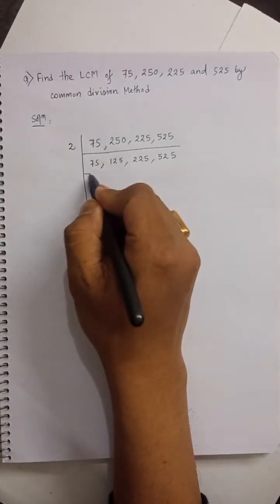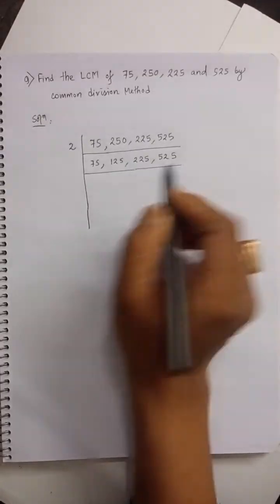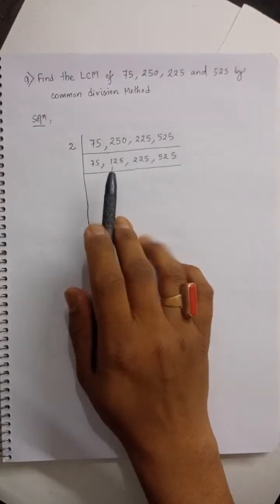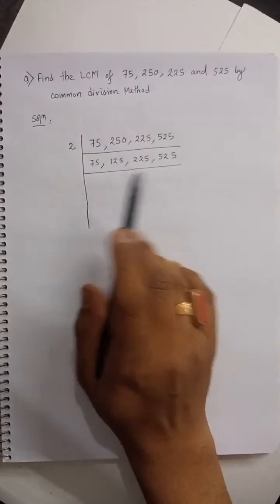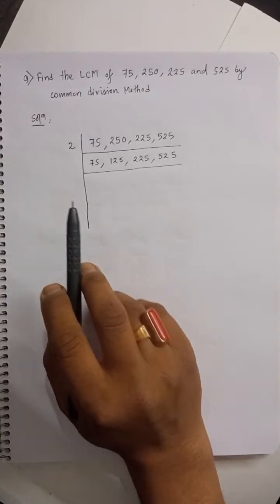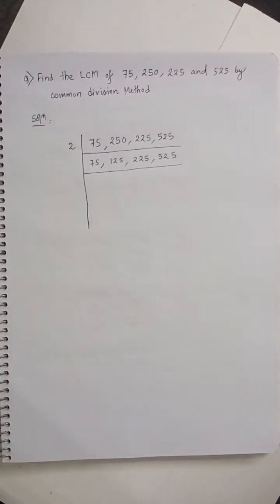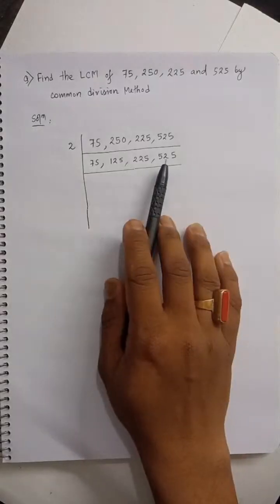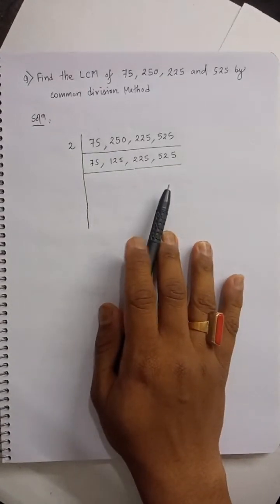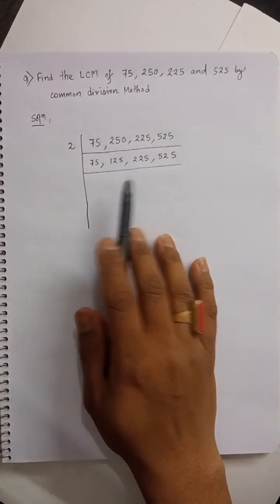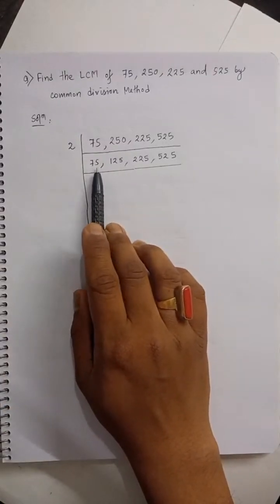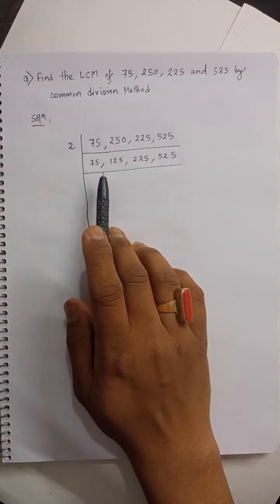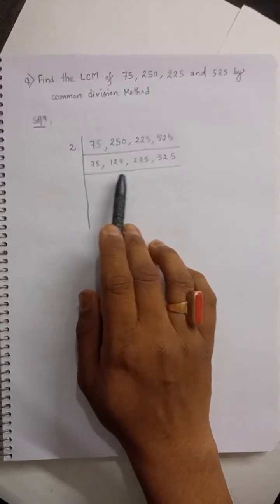Okay, now none of the numbers are divisible by 2. So we can pick the next prime number, which is 3. Now I told you how to check whether the numbers are divisible by 3 or not. We have to add the digits. If the sum of the digits is divisible by 3, then the number itself is divisible by 3. Like 75. 7 plus 5 is 12. 12 is divisible by 3.